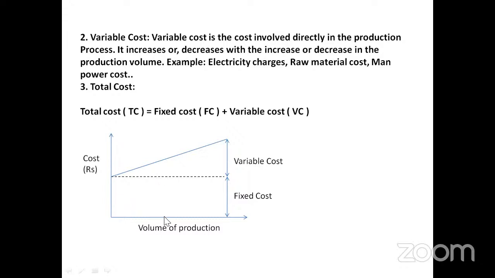I say just mark this arrow. The production volume is at this level. What is the total cost of production? This plus this. That is the total. At zero production, there is no variable cost, only fixed cost. At maximum production, total cost is this. So total cost is equal to fixed cost plus variable cost.